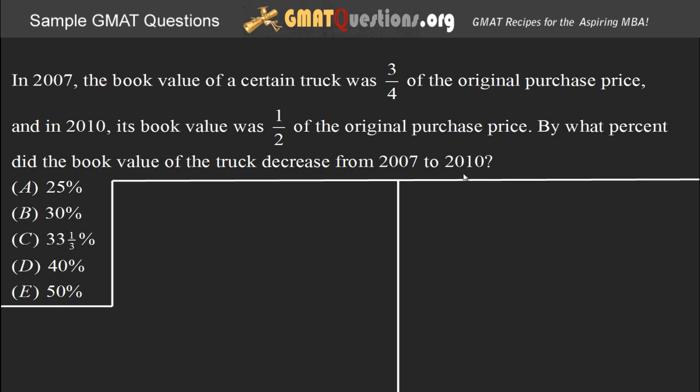Okay. Here we now have a percentage decrease because we went from 3/4 to 1/2, which is a smaller number. In the previous question, we had a percentage increase. Now let me give you the formula for a percentage decrease.